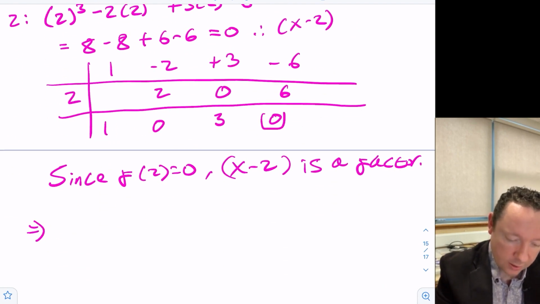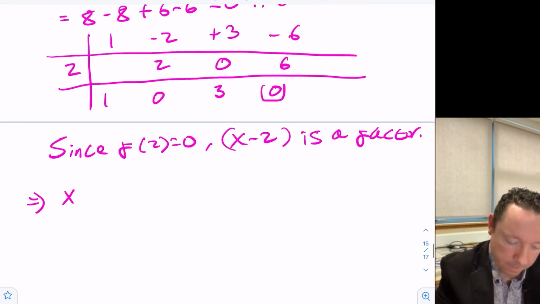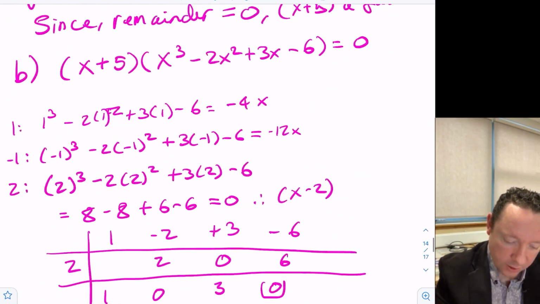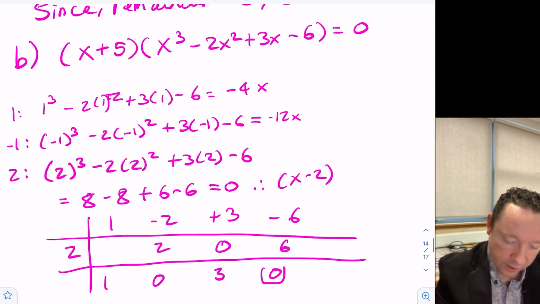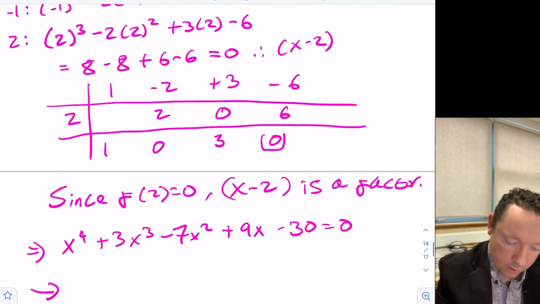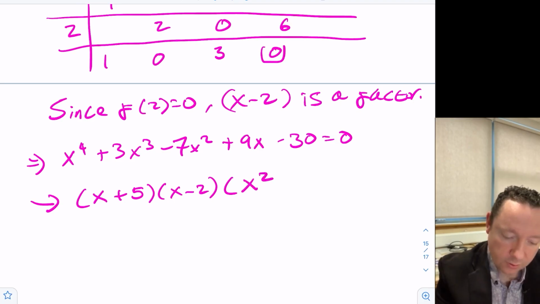So that implies our original function, x^4 plus 3x cubed minus 7x squared plus 9x minus 30 equals 0, becomes x plus 5, x minus 2, and then this has become a quadratic, x squared plus 0x plus 3, and that equals 0.